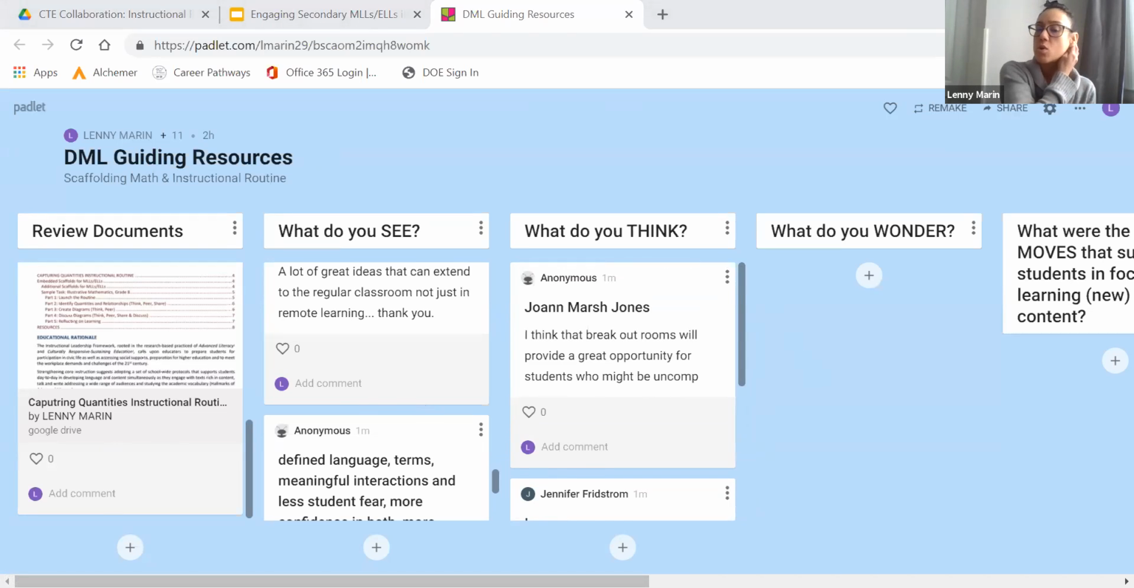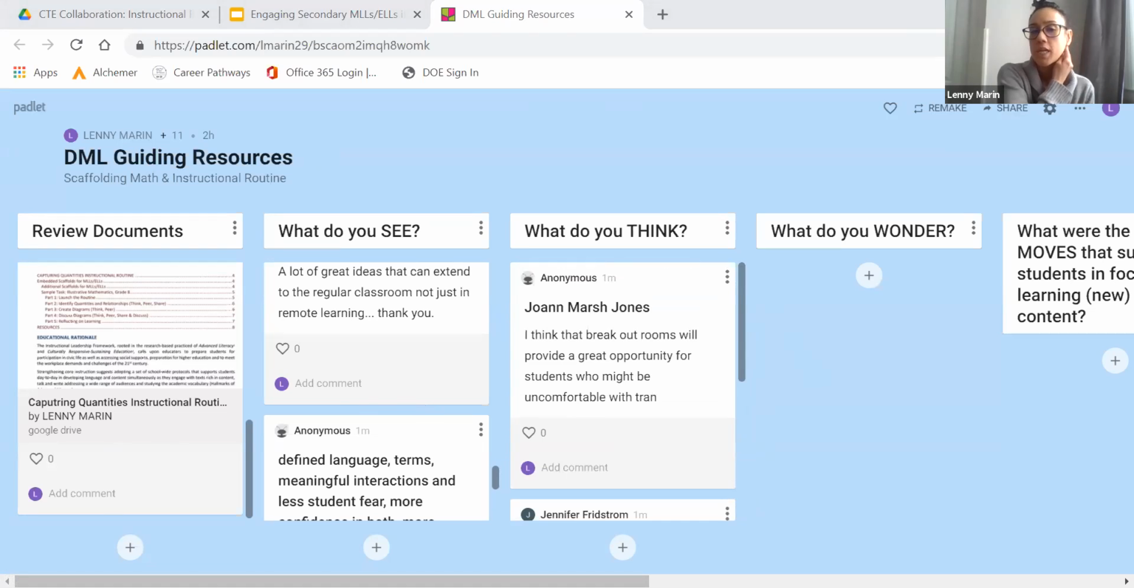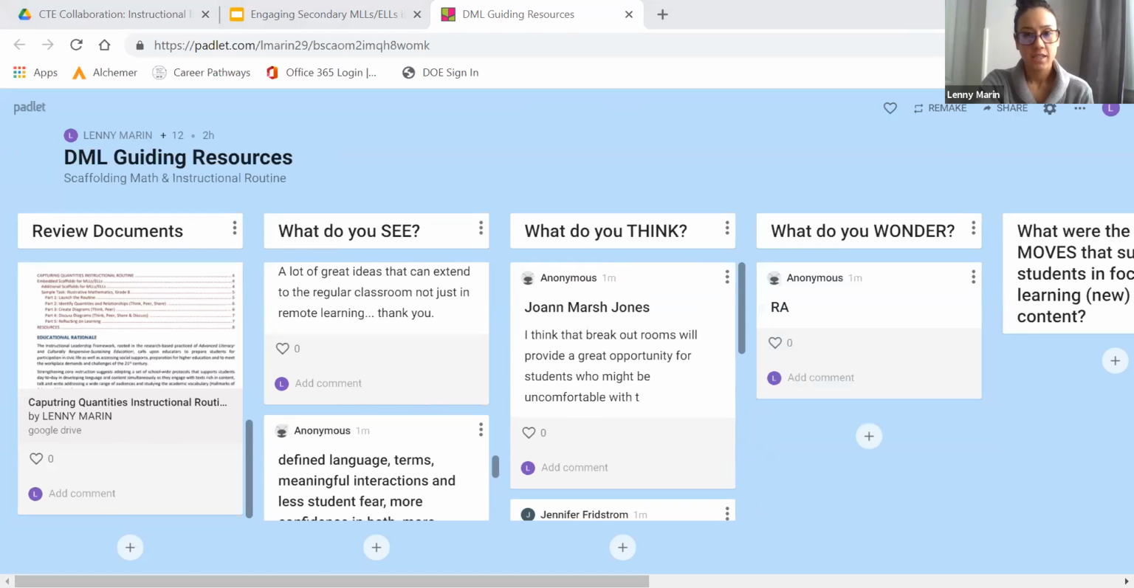And just a reminder, we're only filling out the first 3 columns. What do you see? What do you think? And what do you wonder? We will come back to the rest of the columns by the end of the session. Great ideas, you guys. I love what you're all writing. Really amazing.